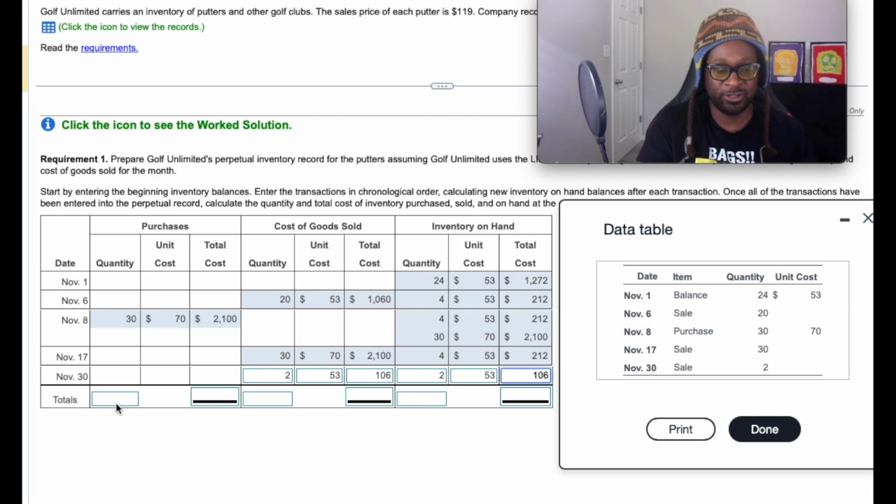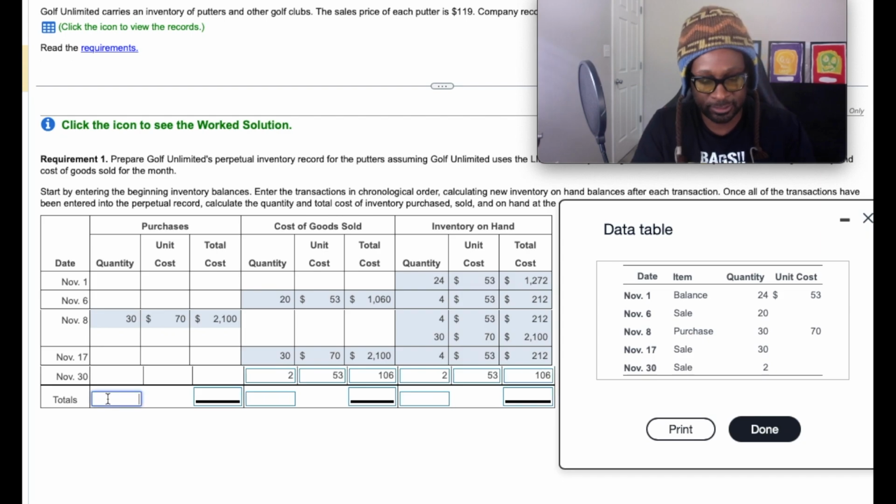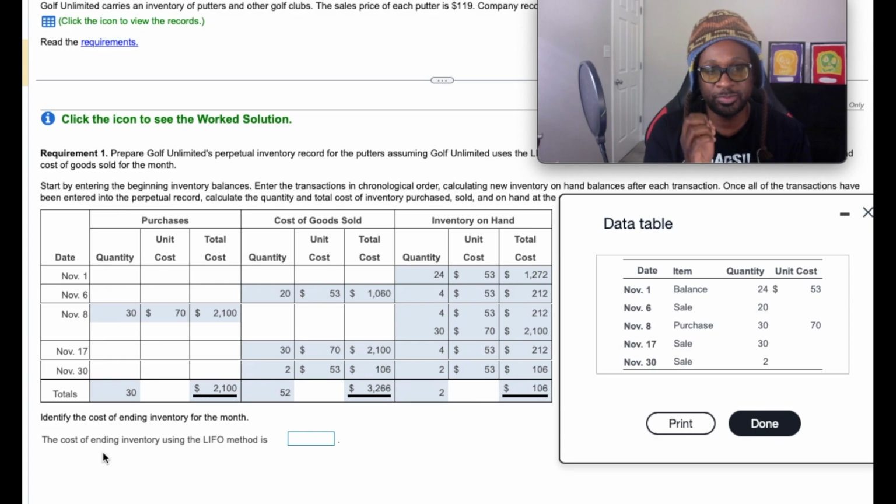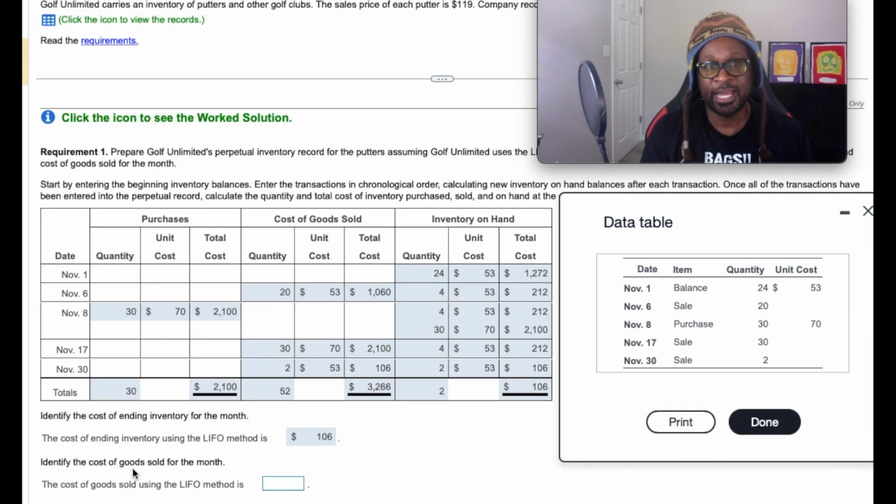And so now we're going to go ahead and sum up all the totals and check our answer. So they want us to provide the cost of ending inventory for the entire period. Well, that's easy, gang. The cost of our ending inventory, which we know are the 2 units at a total cost of $106. We're going to check the answer. Great job, gang. Now they want us to identify the cost of goods sold of the 52 units, which we've already calculated to be $32.66. We're going to check the answer.